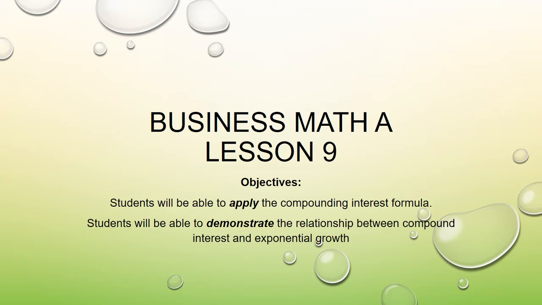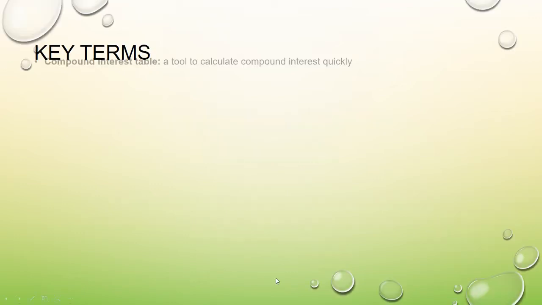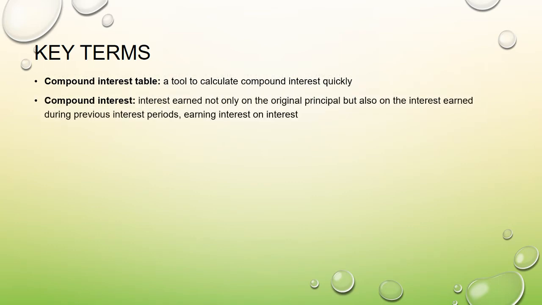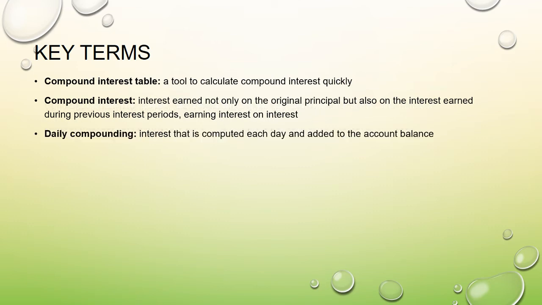We're going to start off with some key terms. We have the compound interest table, which is something I'm going to provide for you later, but it's a tool to calculate compound interest quickly. Compound interest is interest earned not only on the original principal but also on the interest earned during previous interest periods. Basically, you're earning interest on top of interest.